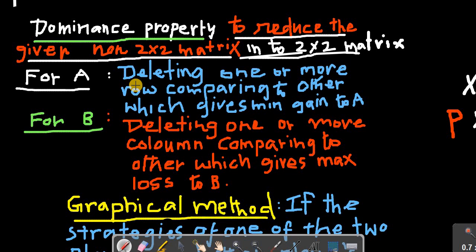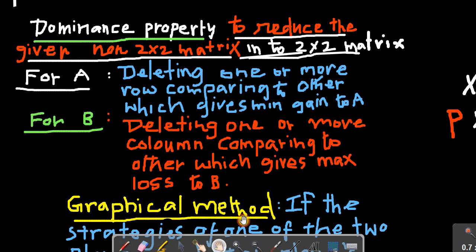Okay, dominance property is used in game theory to reduce the matrix into 2 by 2, because in the syllabus we are studying only 2 by 2 matrix. That means two players only playing a zero-sum game. So that particular property, we call it a dominance property.